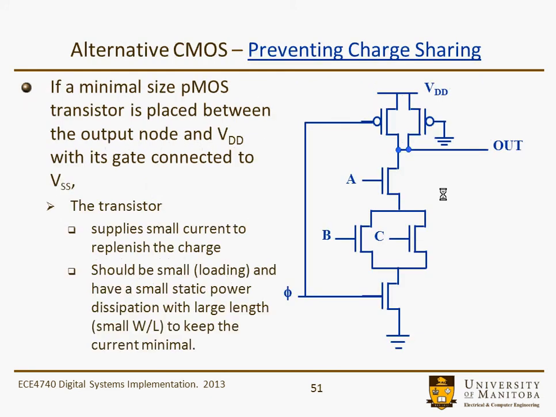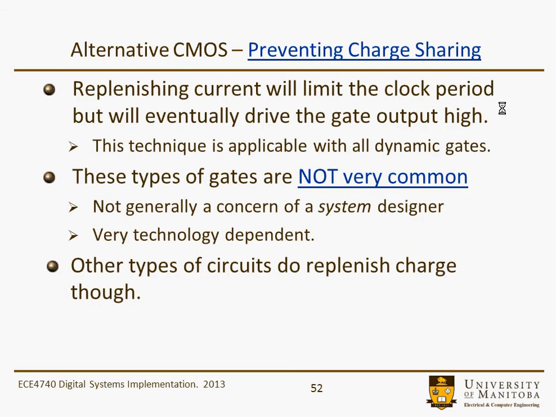Here's one little scenario, a circuit technique that you could use that might prevent some charge sharing. And this is just to put a weak pull-up device on the output. This is similar to that pseudo NMOS that we saw earlier. Pre-charge, then evaluate. There might be some charge redistribution, but this would replenish some of the charge on that output node. So this replenishing current would limit the clock period, but it would eventually drive the output high.